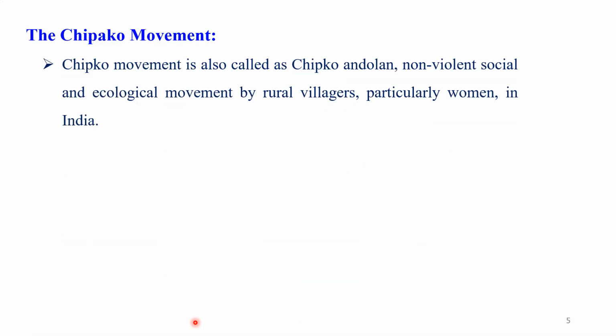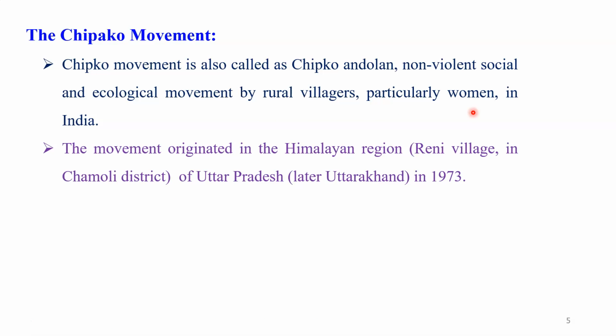Let us see some other basic information related to the Chipko movement. The Chipko movement is also called Chipko Andolan. It was a non-violent, social and ecological movement by rural villagers, particularly women in India. The movement originated in the Himalaya region, especially Reni village in Chamoli district, that was then part of Uttar Pradesh. Now it is located in Uttarakhand, and this movement was started in 1973.